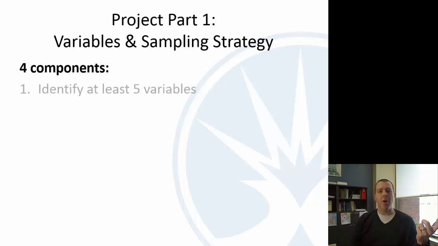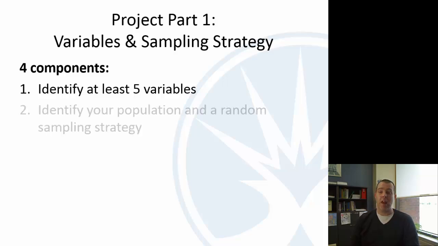So there are 4 components to part 1. First is to identify 5 variables, basically 5 questions, but you're not going to write the questions yet. We'll talk more about that in the next part of the project. But we'll give some specifics on the next page, but there are only 5 things you need to collect. So it's not a huge survey. You're not going to have this big thing that you're going to write, and it doesn't need to be about a huge question that you're going to answer either.